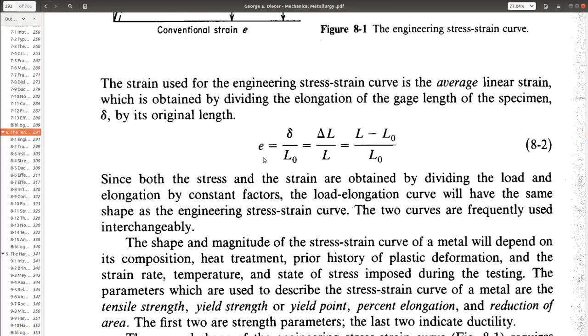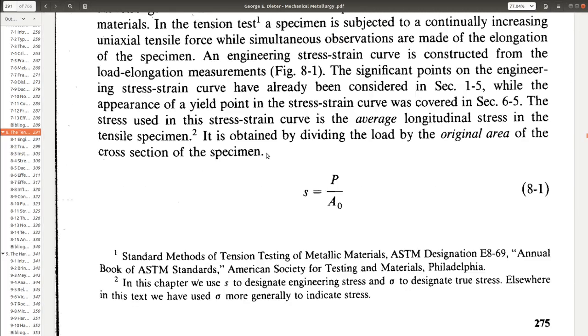And from the UTM machine, let's see whether we will be able to identify this E and S. Let's see this one first. So this is the load that we could measure, and this is the initial cross section area that we could measure. So before we put it into the UTM machine, we could measure the cross section area. So yes, we could know this P, and we could know this A. Now therefore we could know this S for different loading.